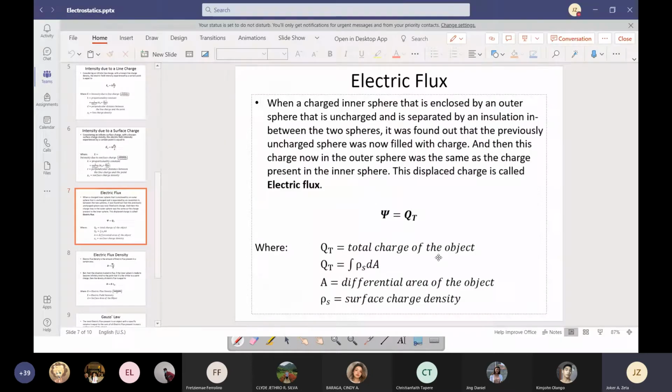Okay. Now, you have here, again, the electric flux is just equal to the charge. Charge in coulomb, wherein QT is the total charge of the object. And the total charge is equivalent to the integral of rho S dA.